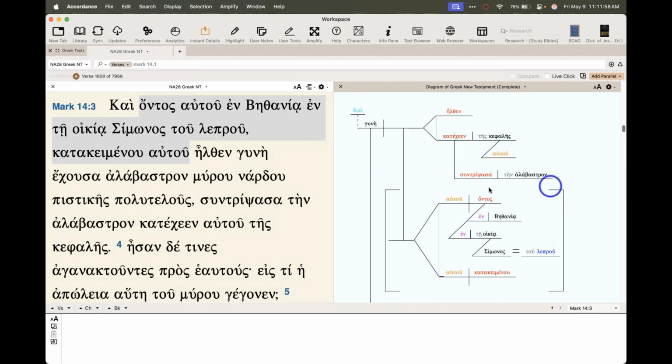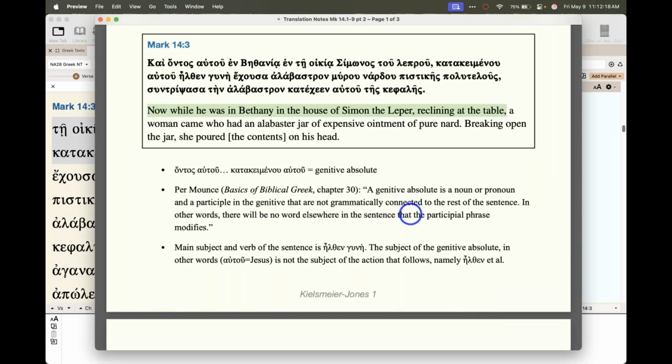And in this case, we have the line coming down here, but these brackets here, anytime you see those in the diagrams tool, it's meant to show you that, as Mounce says, grammatically, this is not connected to the rest of the sentence. Of course, it is connected. It's logically connected. It's describing some detail about the scene, but the brackets will indicate that. So that's the genitive absolute. Mark uses it pretty often, and he uses it again here, to modify or to set up the situation.